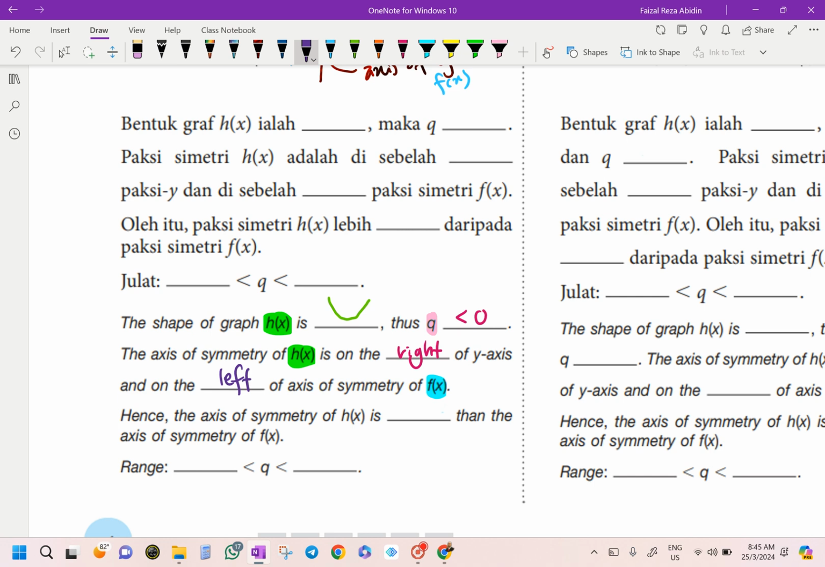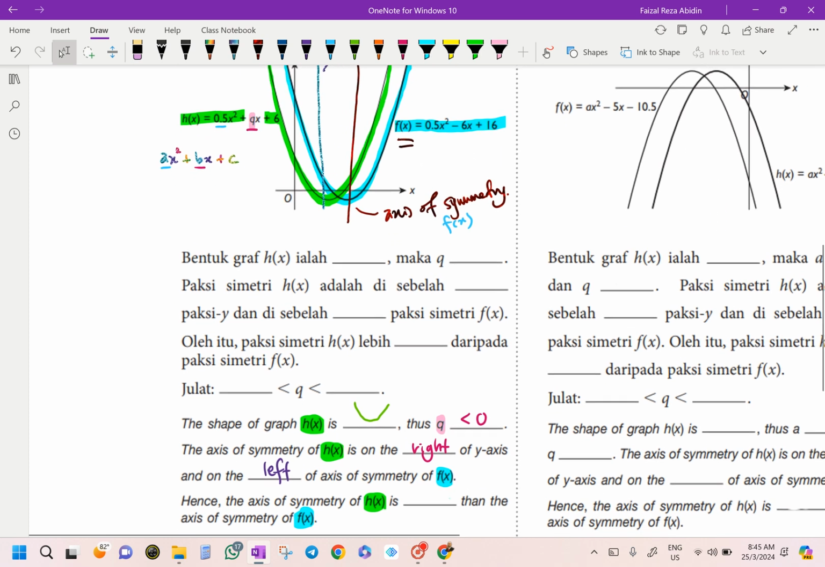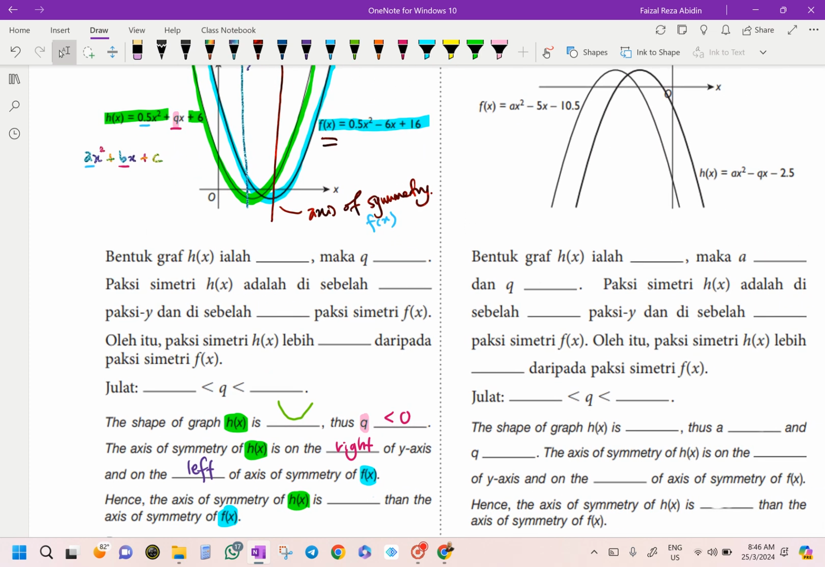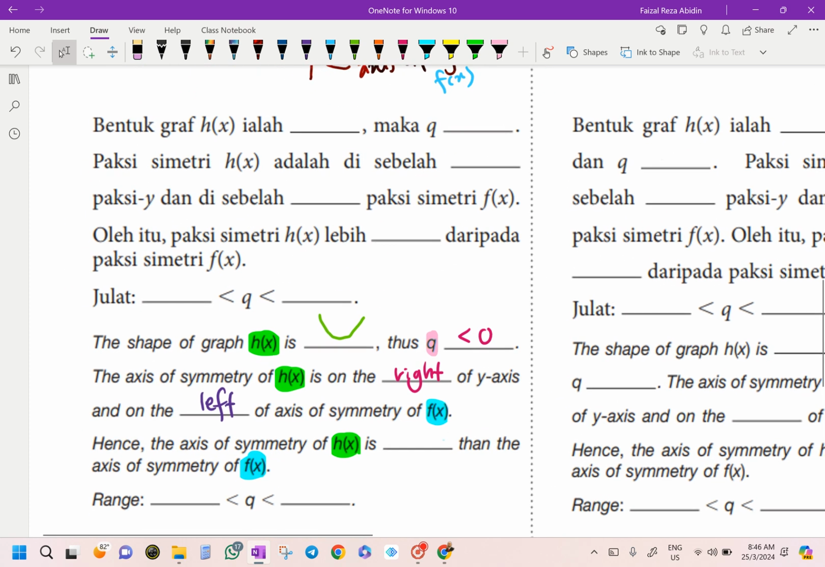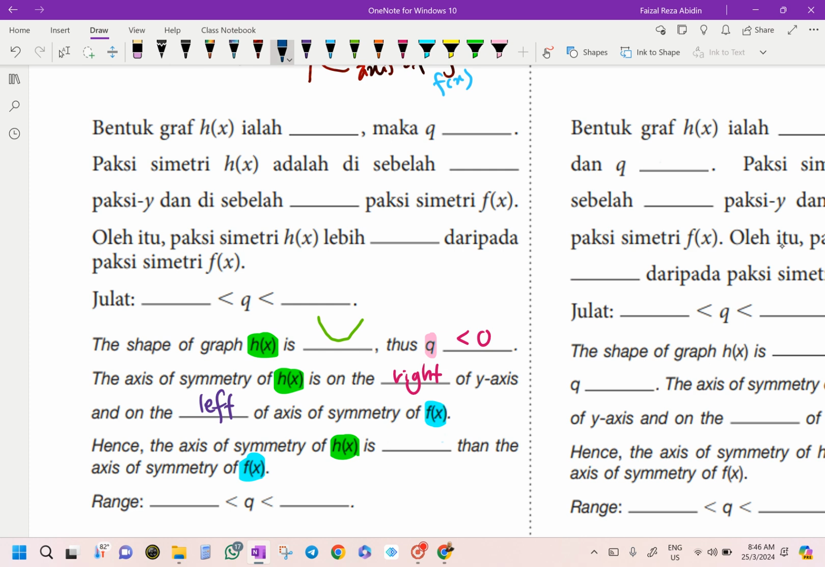Hence, the axis of symmetry of hx is what, then the axis of symmetry of fx? What can we compare over here? The axis of symmetry of hx is what, then the axis of symmetry of fx? Bigger or smaller? Bigger or smaller? Bigger. Dah B kita duduk lebih kecil dari kosong, so maksudnya dia lebih smaller.